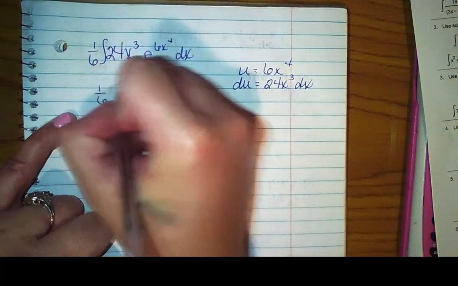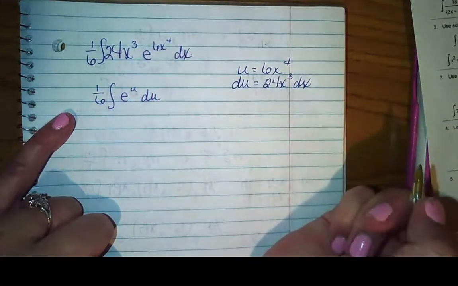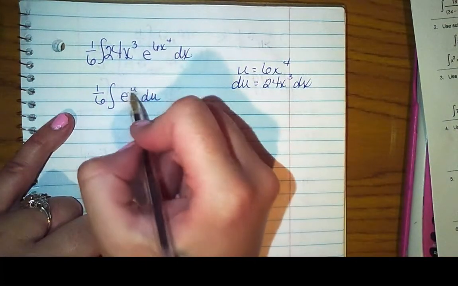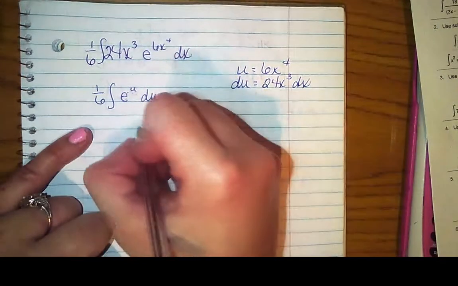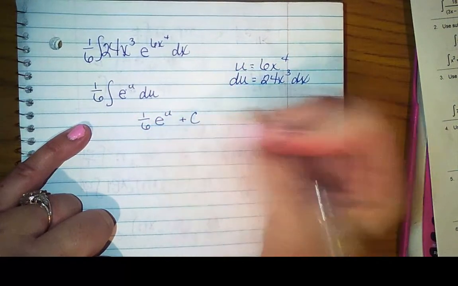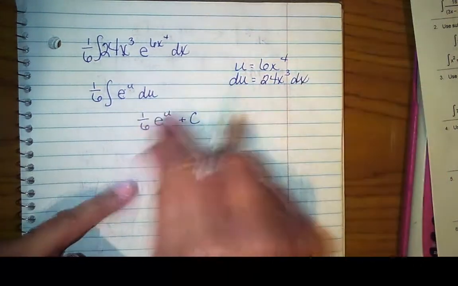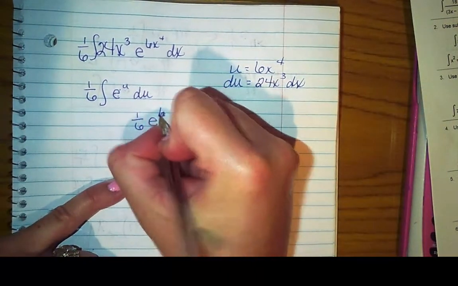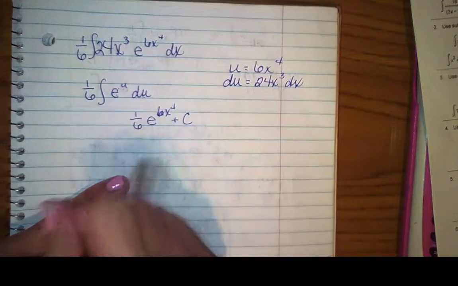So now I've got a 1/6 of e to the u du. So how do I integrate e to the u du? The integral of e to the u du is e to the u. So that becomes 1/6 e to the u plus c. But you started in x world, so you should end in x world. So what is your u? Your u is actually 6x to the 4th. Okay, so that's your final answer.